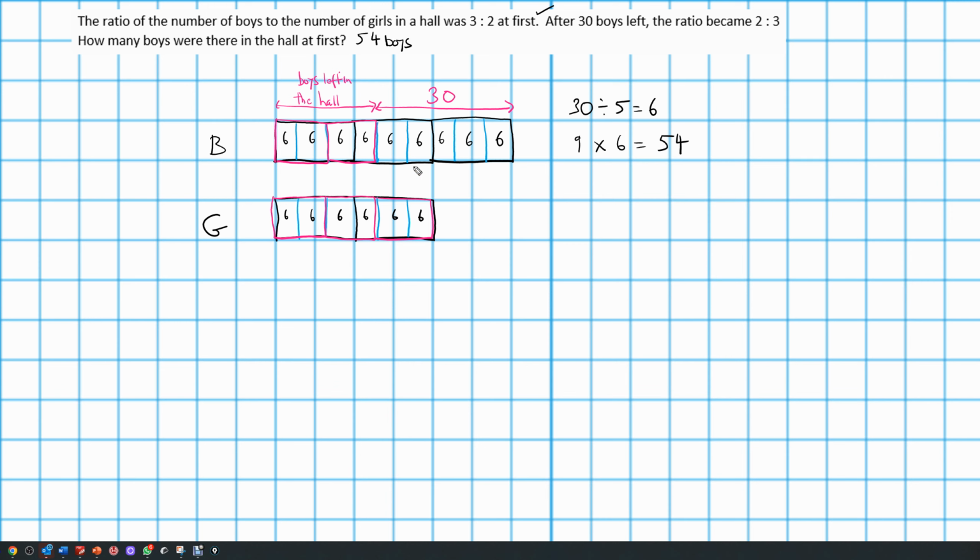Okay, I hope that helps. You've just got to figure out, as I said here, you just had to realize that no girls had left, and then you could base the boys model on the girls. All right.